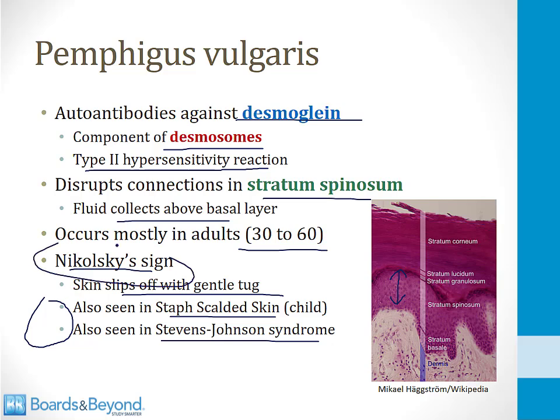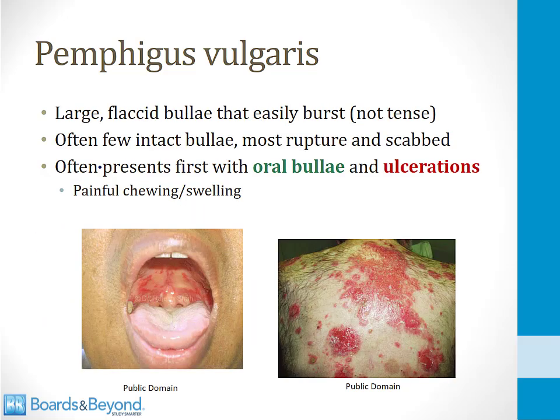That's called Nikolsky's sign. The clinical picture of pemphigus vulgaris involves large flaccid bullae that easily burst. And the word flaccid is important. These are not tense bullae, they are loose and floppy. Often few of them are intact because most have ruptured and scabbed. So what you more often see is a picture like what's on the right side of the screen here.